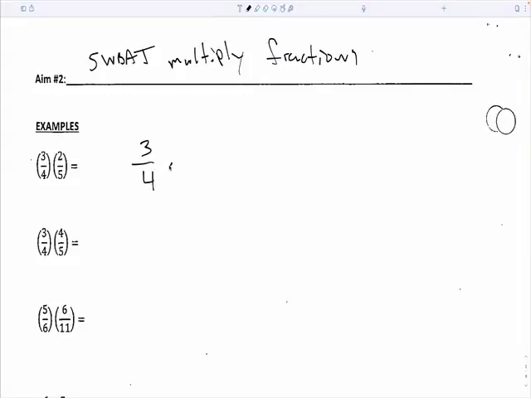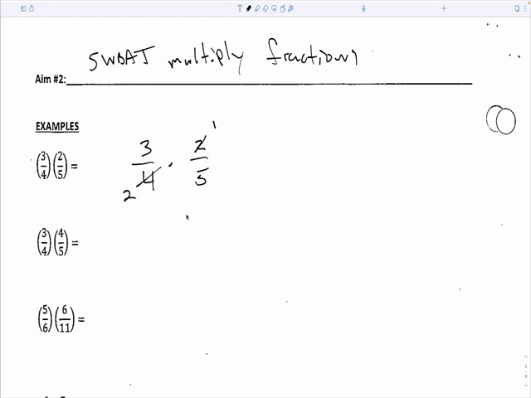Times 2/5. Whenever two numbers or fractions are in parentheses, we're going to say they're multiplying. What can I do first before I multiply top to bottom in fractions that makes my life a little easier? Frankie? So 3 doesn't fit into 5. Those don't have any common factors, but 2 and 4 do fit in. 2 goes into 2 one time. 2 divided by 2 is 1. 4 divided by 2 is 2.